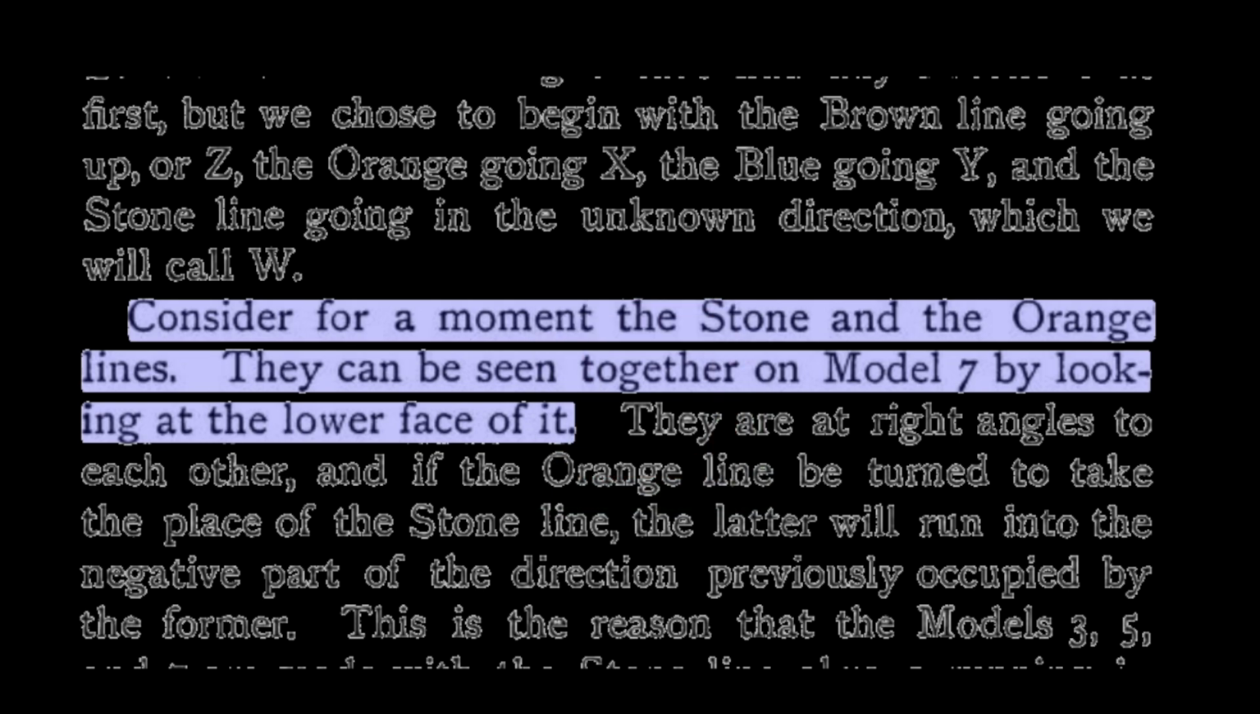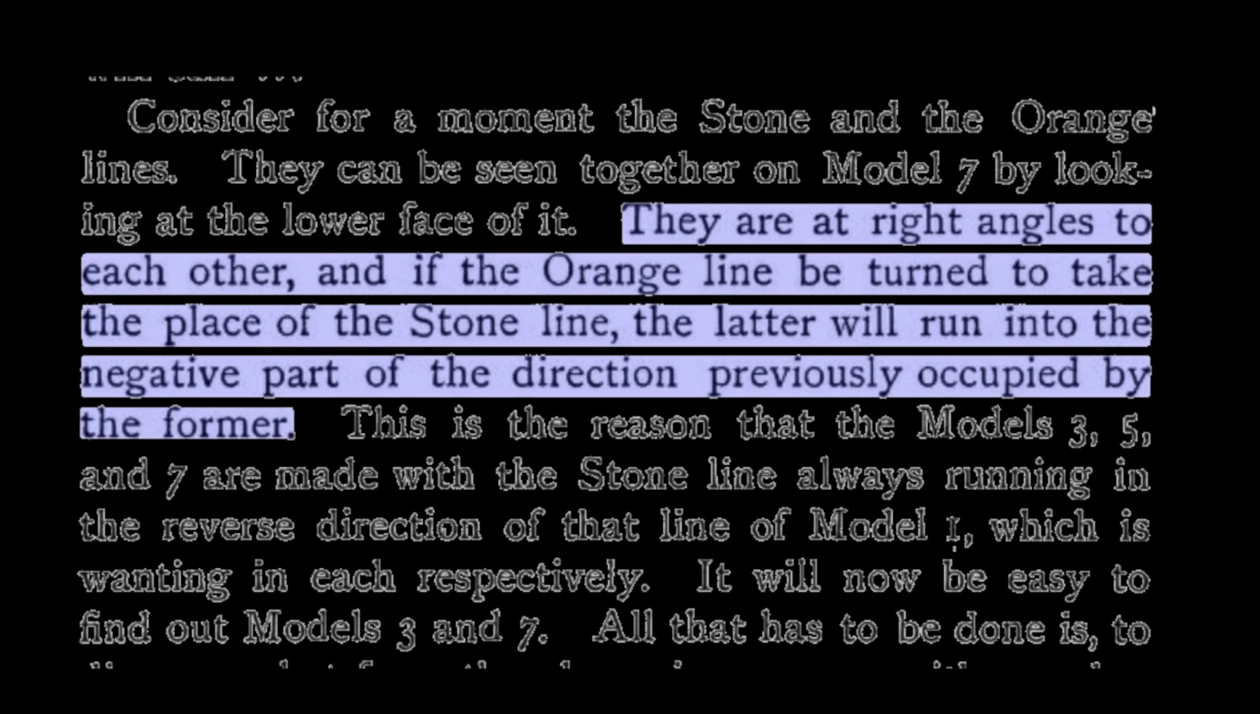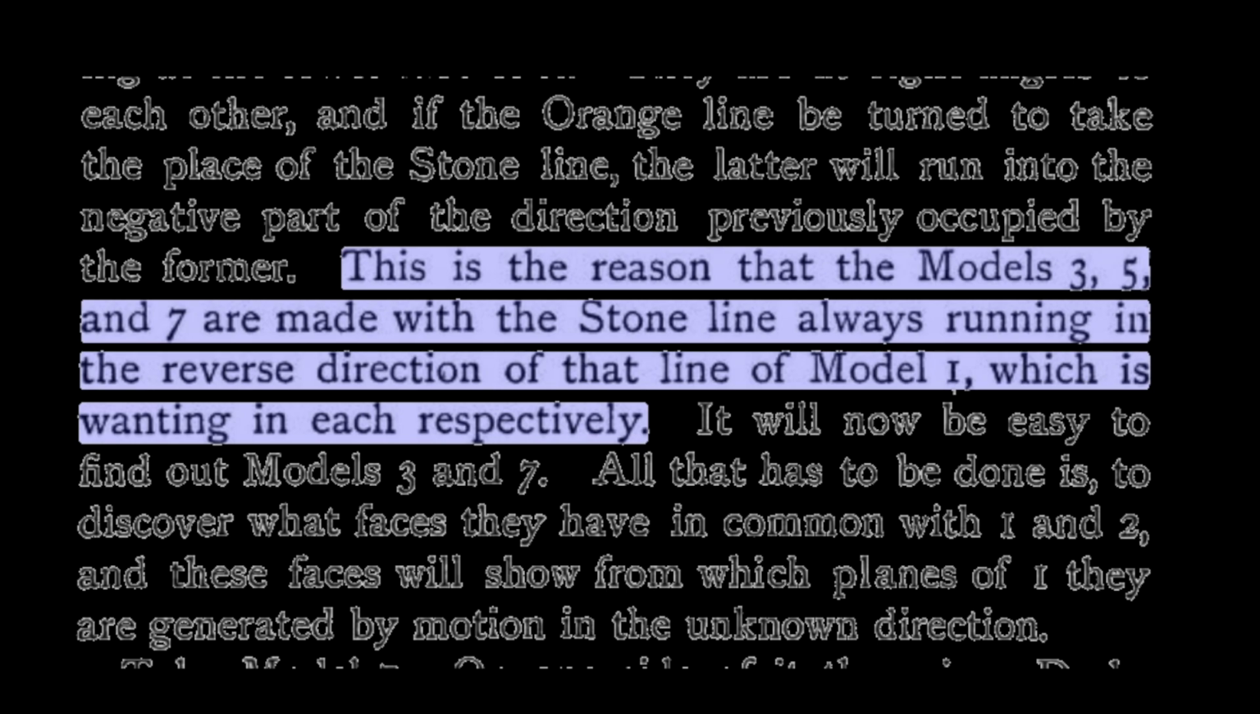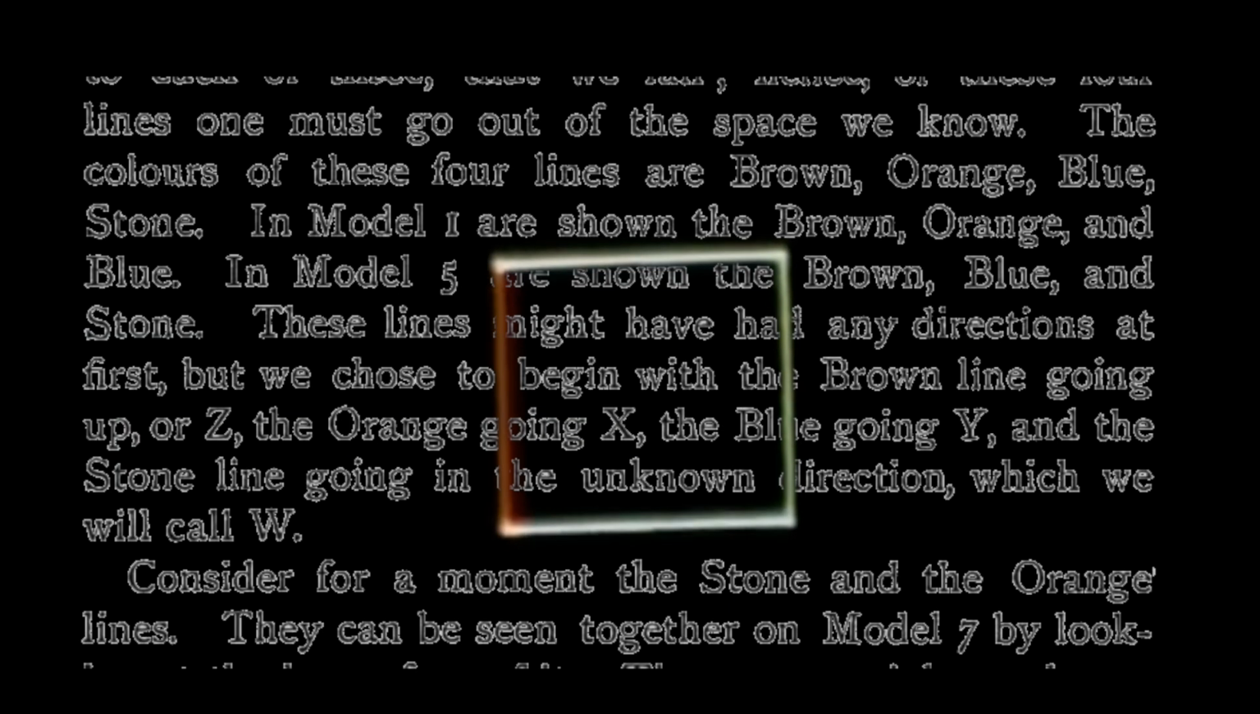They can be seen together on Model 7 by looking at the lower face of it. They are at right angles to each other, and if the orange line be turned to take the place of the stone line, the latter will run into the negative part of the direction previously occupied by the former. This is the reason that the Models 3, 5, and 7 are made with the stone line always running in the reverse direction of that line of Model 1, which is wanting in each respectively.